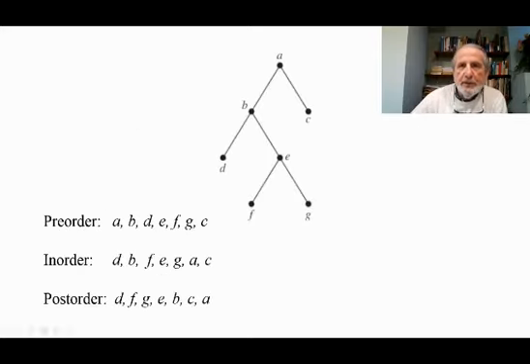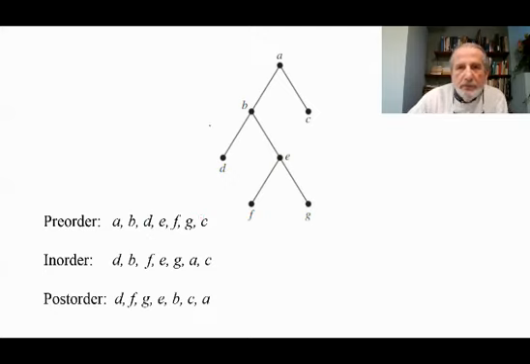Here, let's take this one as the example. Now, the preorder: you start from A, then you come to here. Here you have a subtree, so you do the same concept: B, D, E, F, G, C. So that's easy. A, B, D, E, F, G, C. The preorder is simple.